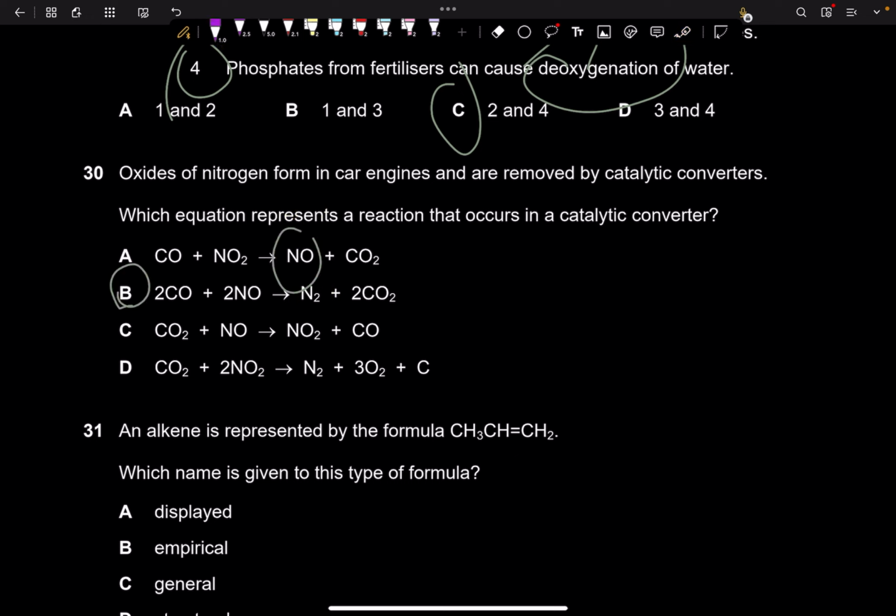We don't form nitrogen oxide. That's harmful. We either form nitrogen. And why would we form carbon and oxygen alone? That's incorrect. We form carbon dioxide and nitrogen.